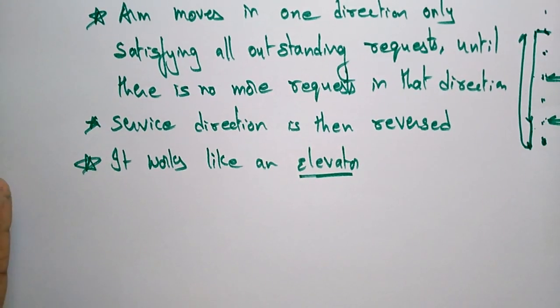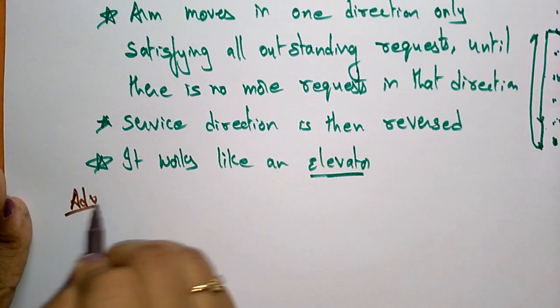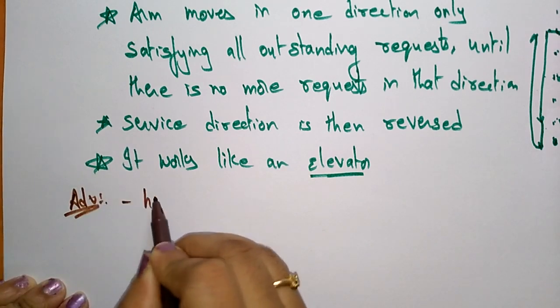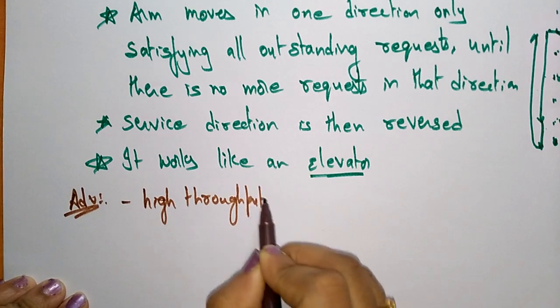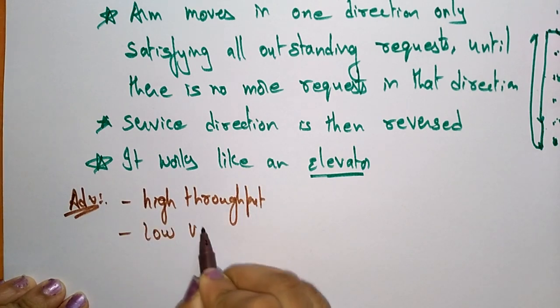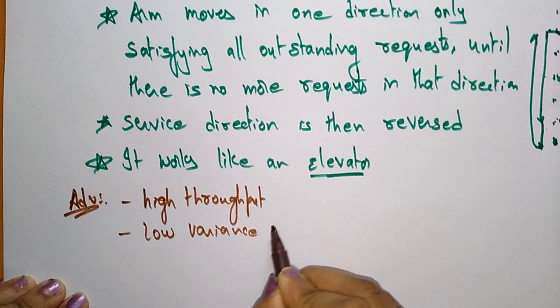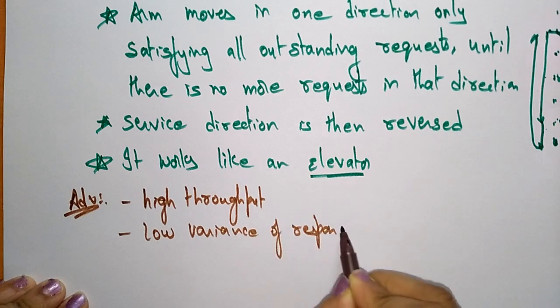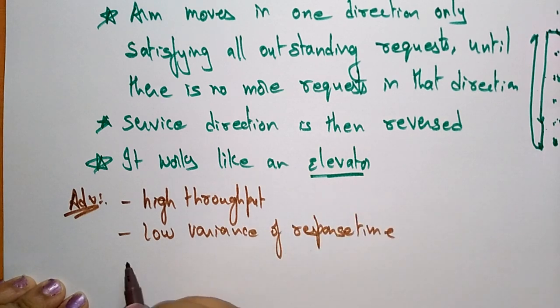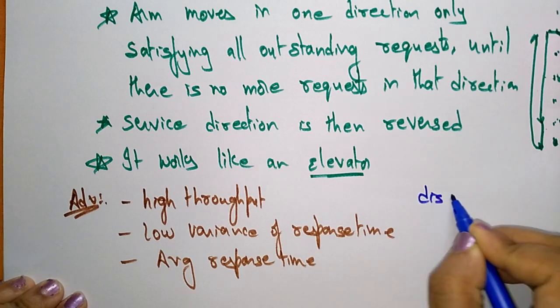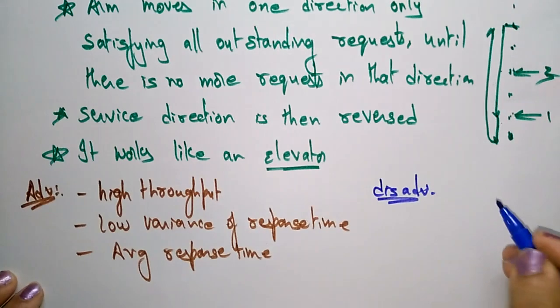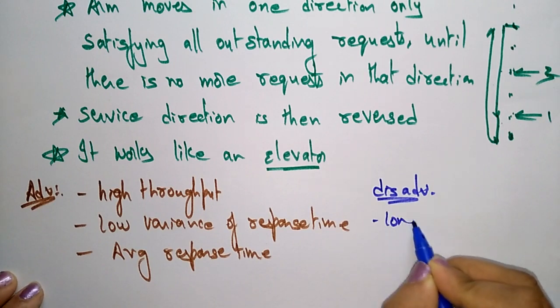So the advantages of SCAN are high throughput, low variance of response time, and average response time. These are the advantages of using the SCAN algorithm. Then coming to the disadvantage, the main disadvantage here is only the long waiting time.